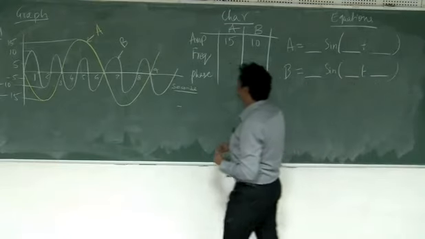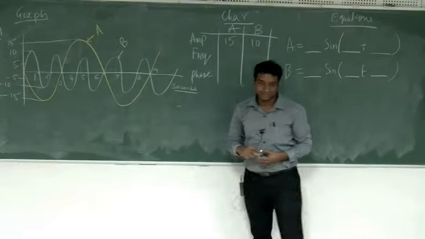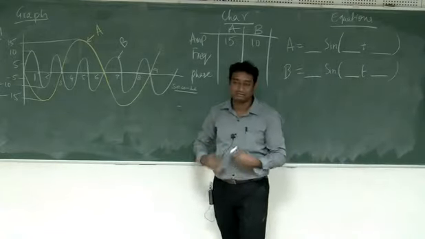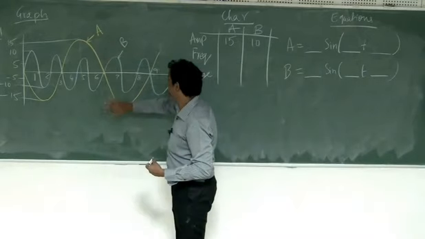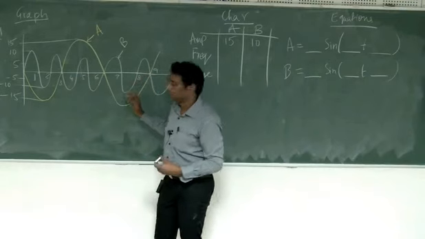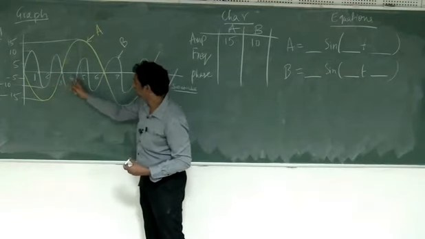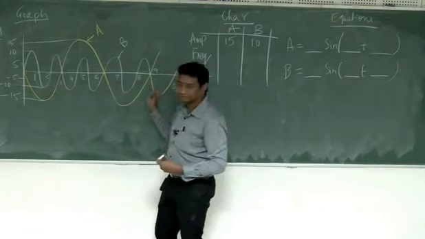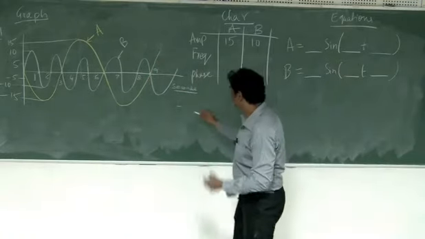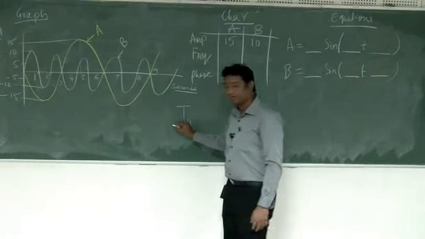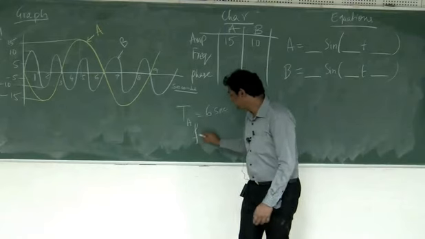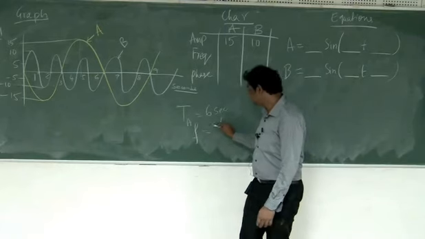Next, what is the frequency of A? For frequency, the x-axis is time, so you find out the time. Take A: one positive cycle and one negative cycle. Here it is 3 seconds, 4, 5, 6, 7, 8, 9. So 3 seconds to 9 is 6 seconds. So the time period T of A is 6 seconds. Therefore, the frequency of A will be 1 by 6.